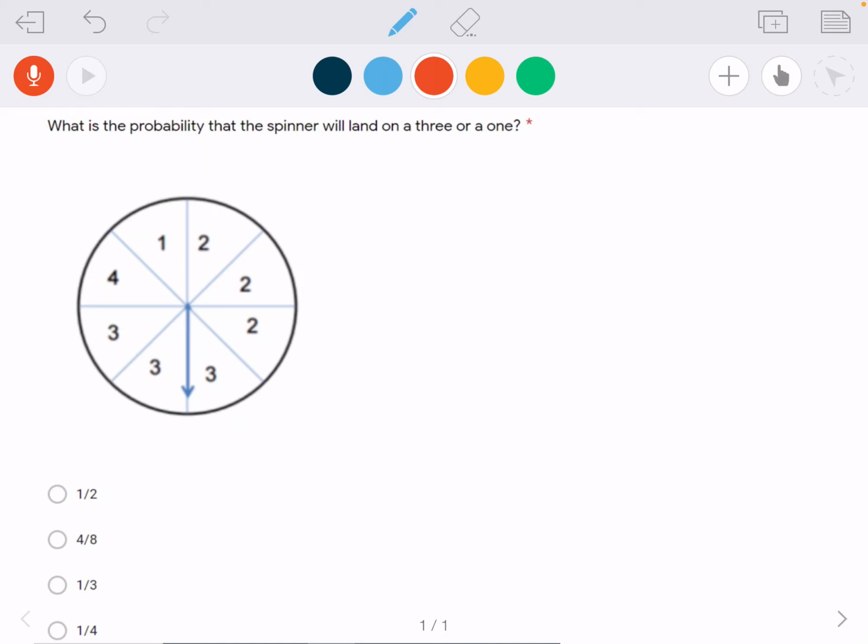So looking at this spinner, the first thing we should look at is how many total outcomes are there? How many sections are there on the spinner? So there are 8 total sections.